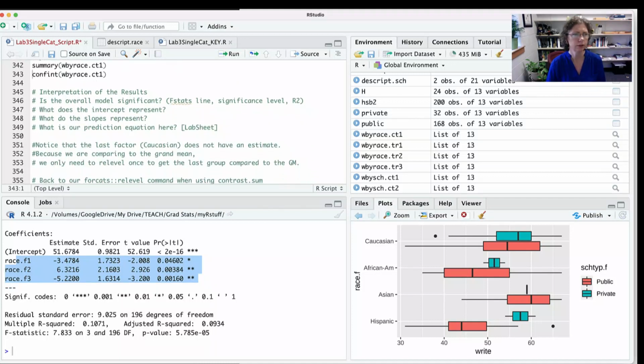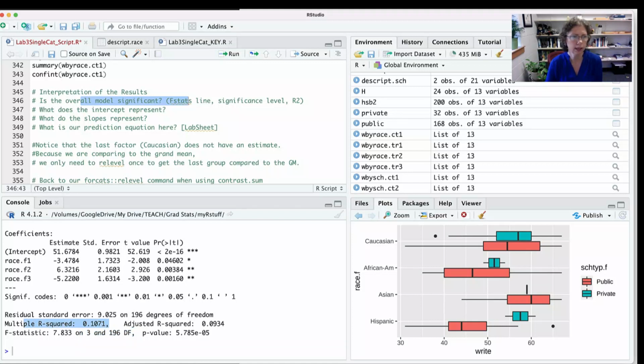So first, is the model significant? Is the overall model significant? According to the F-stat, yes. The p-value is very small, less than 0.05. We have our F statistic estimate and the degrees of freedom, and we have the multiple R squared effect size there.